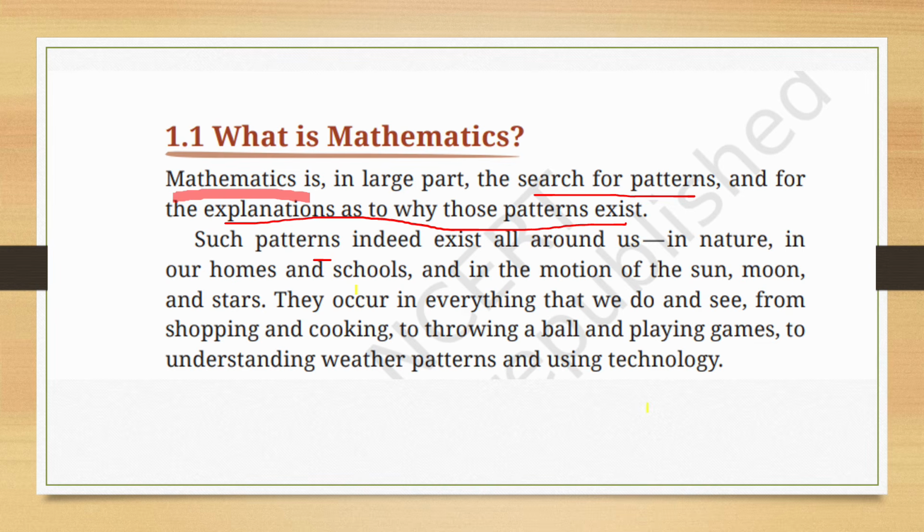Such patterns indeed exist all around us, in nature, in our homes and schools, and in the motion of the sun, moon, and stars. So, patterns exist everywhere. You can see patterns in nature. For example, the sunflower. The sunflower is a classic example of a pattern found in nature. Its seeds are arranged in spirals, both clockwise and counterclockwise.